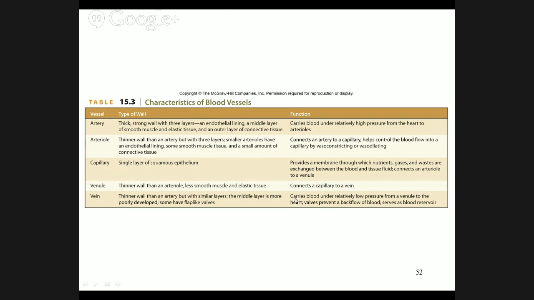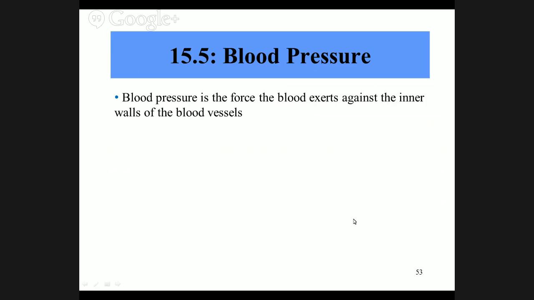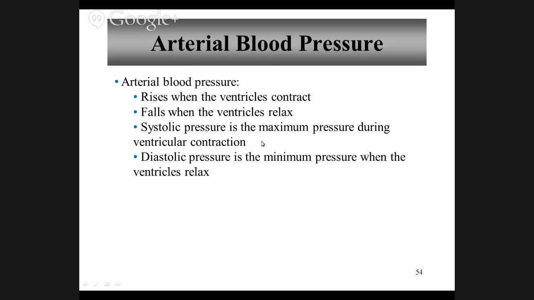Veins carry blood under relatively low pressure from a venule to the heart. The valves prevent a backflow of blood, which is good. Prevents edema in the legs. 15.5 talks about blood pressure, which is the force the blood exerts against the inner walls of the blood vessels. So it's pushing out the blood, pushing pressure on the walls.